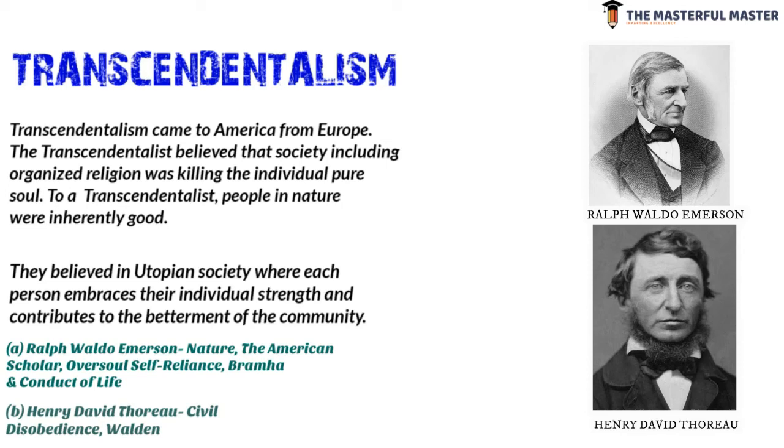Henry David Thoreau was a transcendentalist just like Emerson, and is also referred to as an anarchist, one who believes in no laws. His works include Civil Disobedience and Walden.